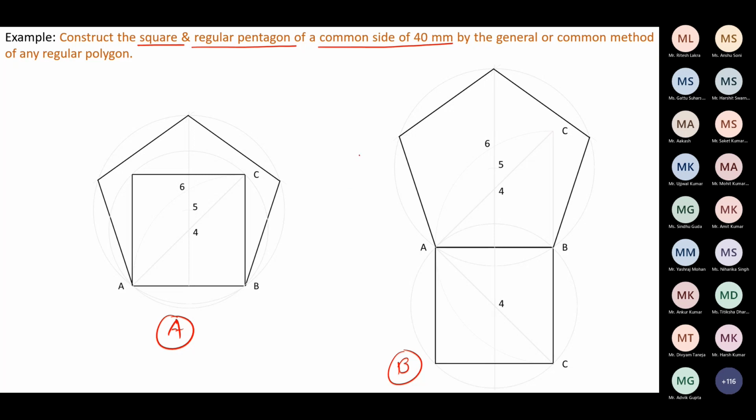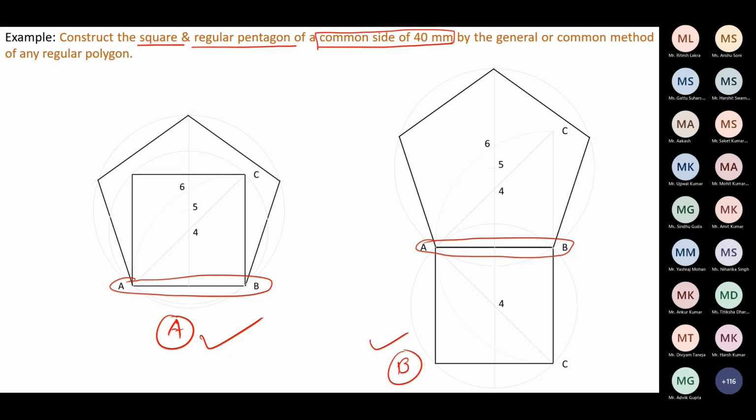So which one is correct? Both are correct, because we are satisfying the requirement to construct the square and regular pentagon on a common side. Here AB is the common side. Either you can construct in this way or the other way. Both are correct.